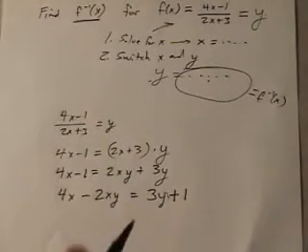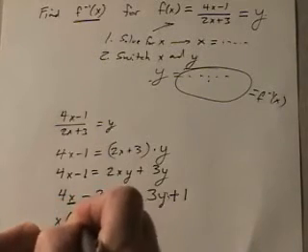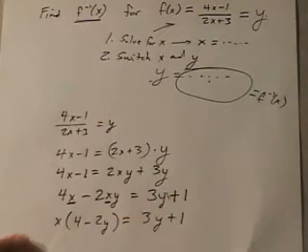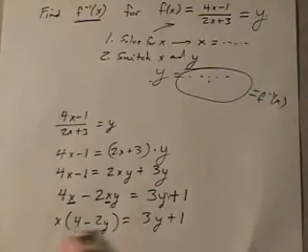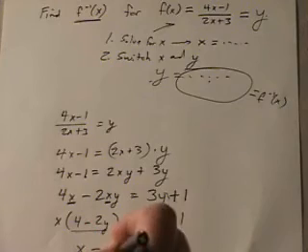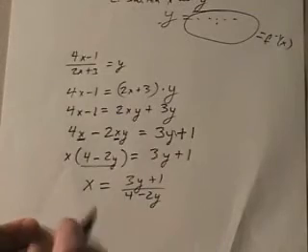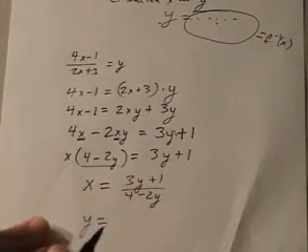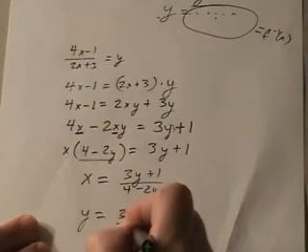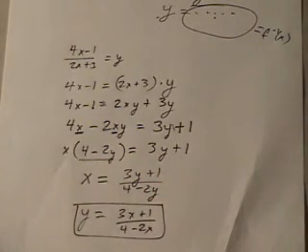And then we can factor the x. So x gets multiplied by 4 minus 2y, and that gives us 3y plus 1. And now we can divide both sides by this mess and get x all by itself. x equals (3y plus 1) over (4 minus 2y). And final answer, you switch x and y. y equals (3x plus 1) over (4 minus 2x). Ta-da! And there you have it.